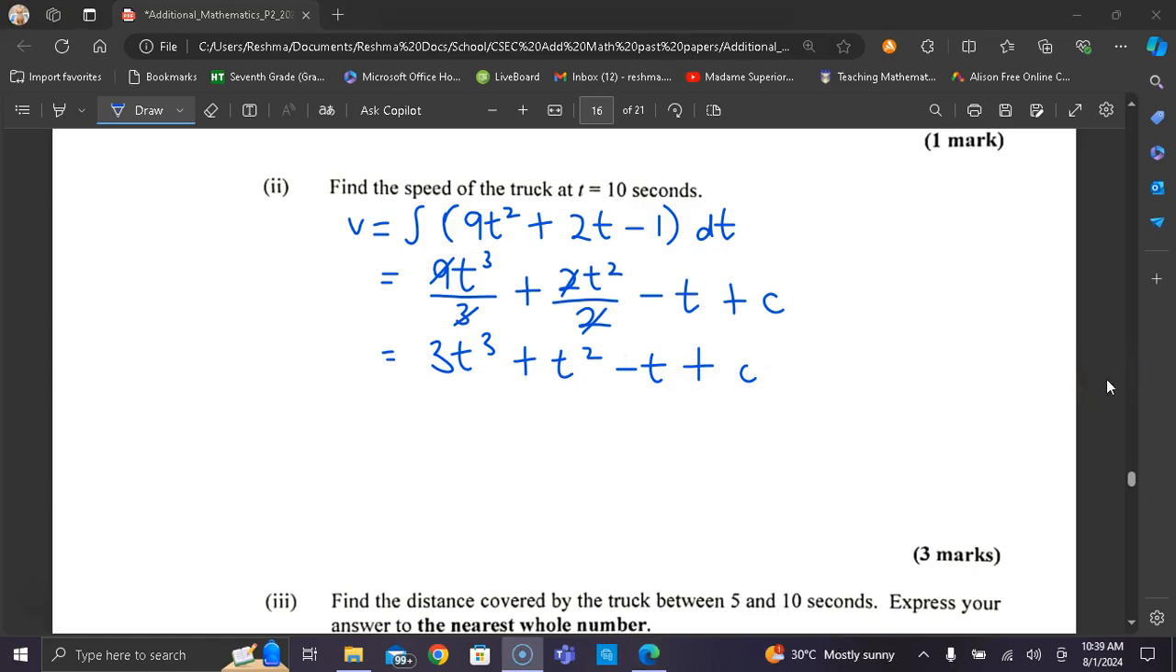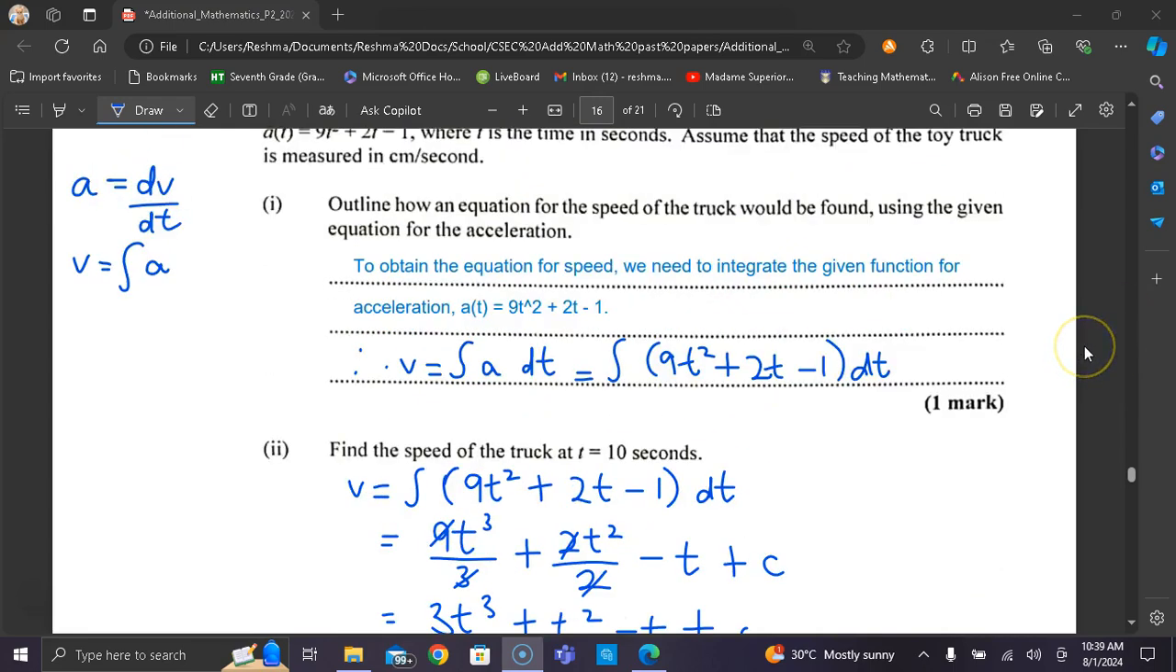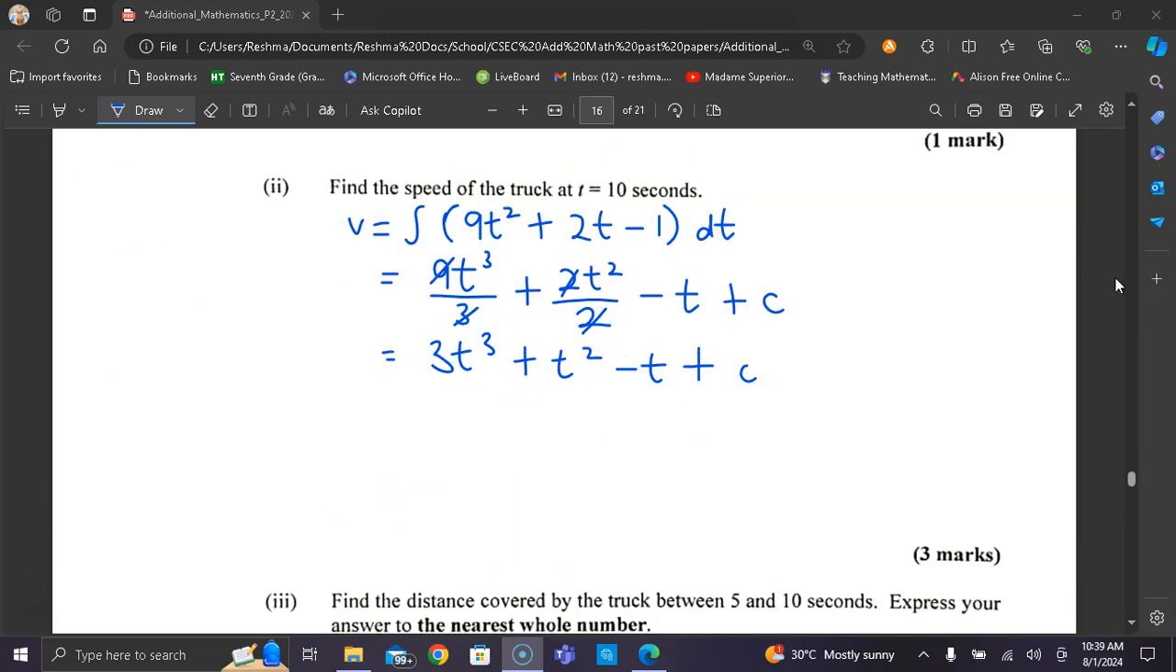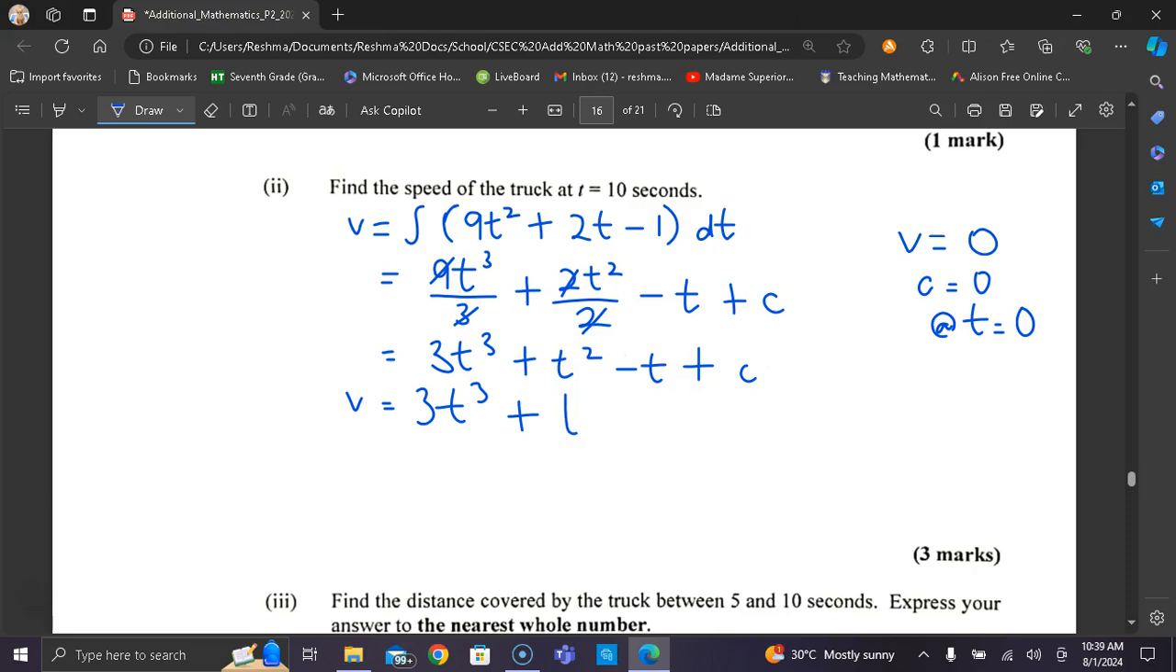Now, of course, c is what we call our arbitrary constant of integration. And for us to find the value of c, we have to assume that because it's a toy truck moving along a racing course, the speed of the toy truck initially is 0. Right? So in that case, if v is equal to 0, then that means c is equal to 0 when time is 0. Okay, so therefore v will just be 3t cubed plus t squared minus t.